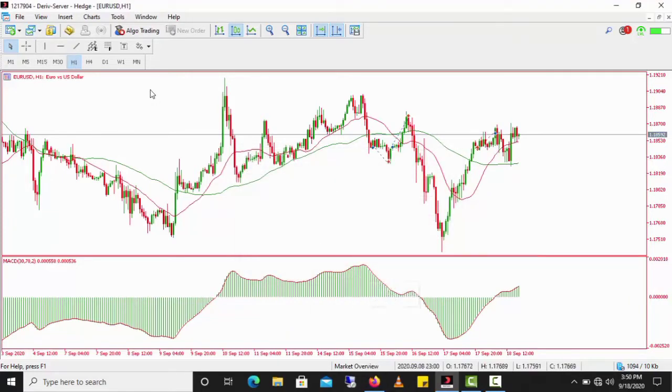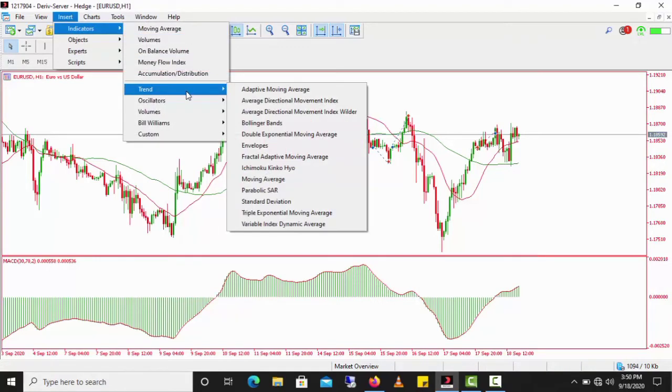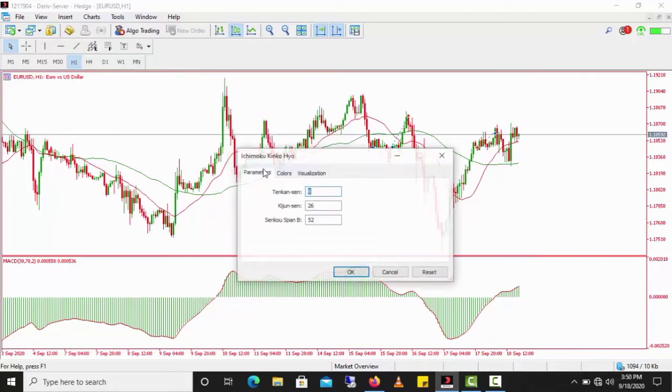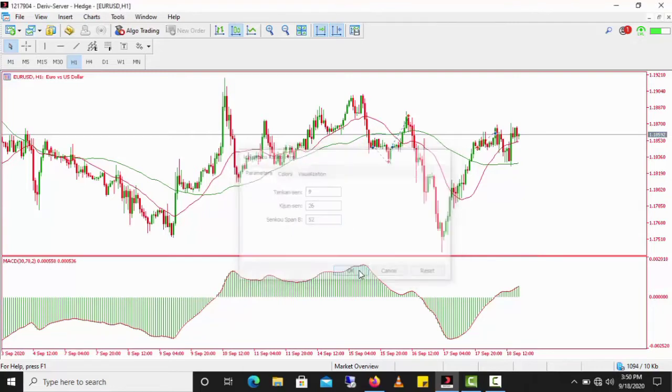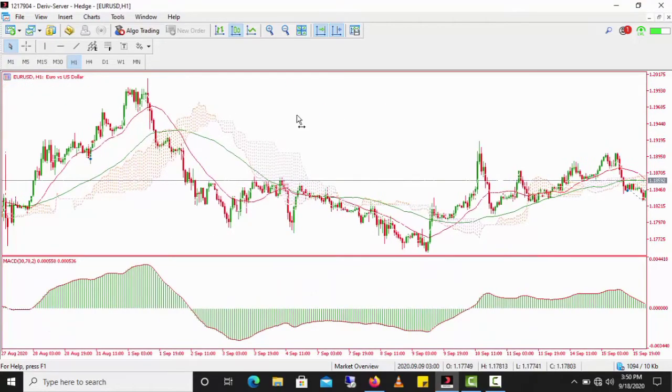Then the last but not the least indicator we'll be adding is the trend indicator, the Ichimoku Kinko Hyo. We'll add it up. You can see the Tenkan 9, Kijun 26, and Senkou is 52. This is it.